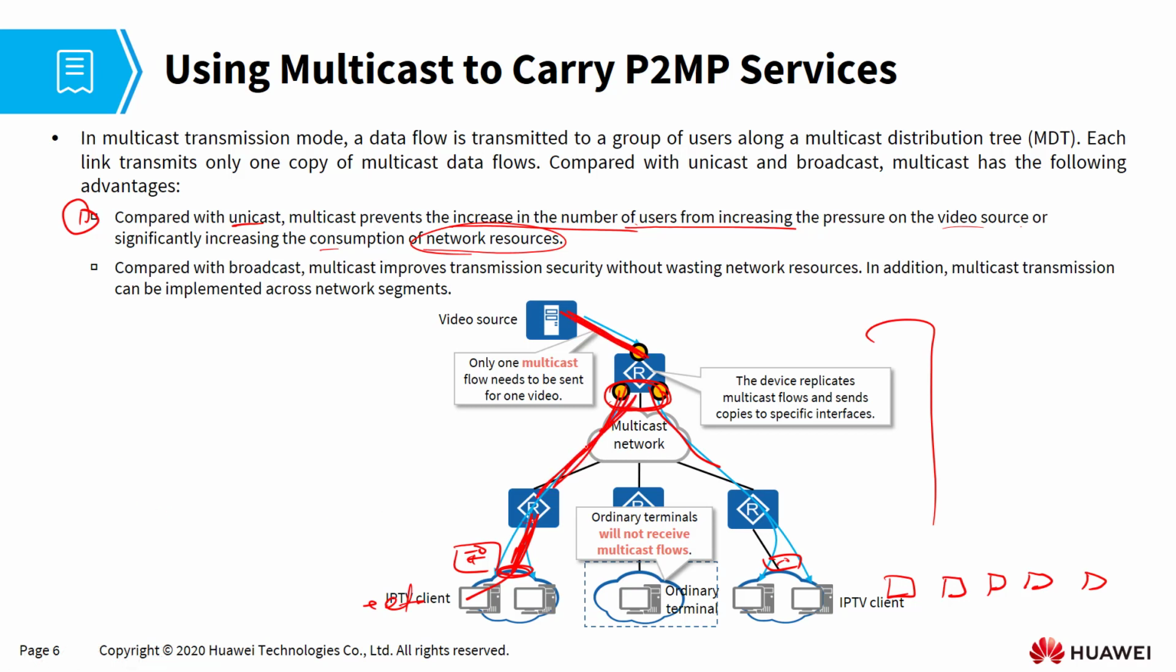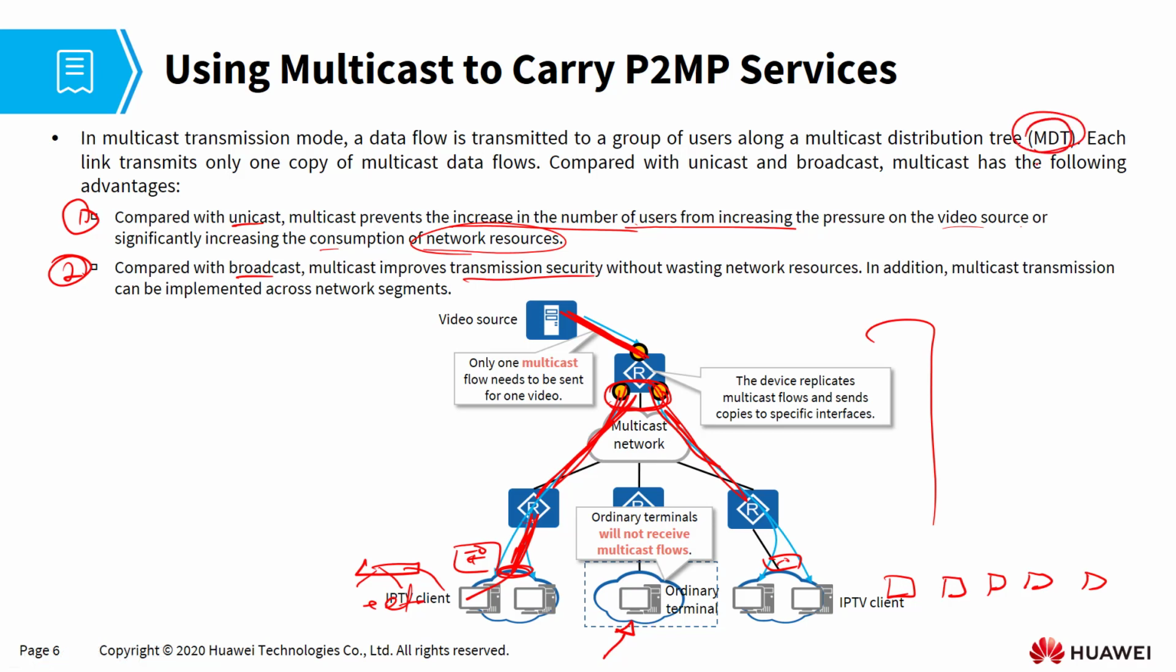One copy at this link and one copy at this. The division will only come at the point of division closest to the subscribers. Secondly, compared with broadcast, multicast improves the transmission security because non-subscribers, ordinary terminals, will not receive the multicast flows. That is an important concept.